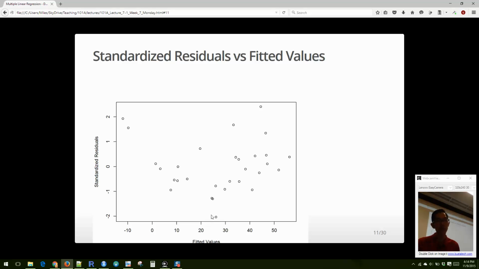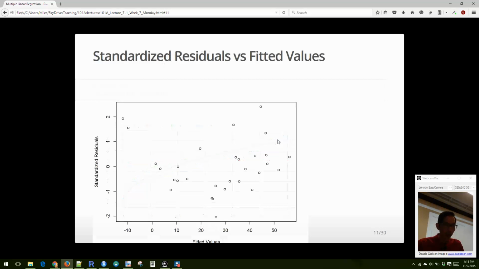Finally, we plot the standardized residuals versus the fitted values themselves, and we also see the same phenomenon of empty corners, indicating there might be some kind of V or U type shape going on here.